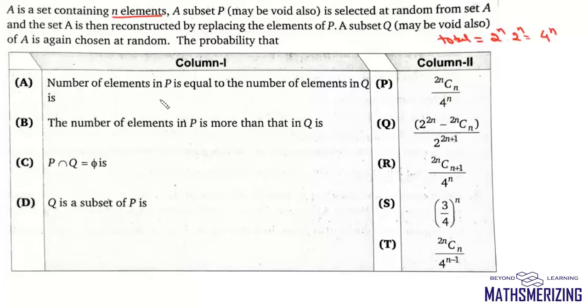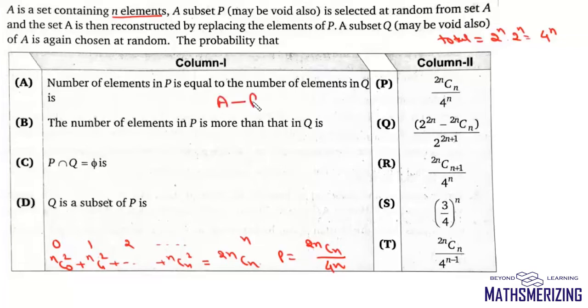Now this first case is number of elements in P is equal to number of elements in Q. Either both of them will have 0 elements or 1 element or 2 elements up to n elements. Now if they have both 0, then it will be nC0 square, both 1, nC1 square, up to nCn square, and from binomial we know that this is nothing but 2nCn. So this required probability will be 2nCn divided by 4 to the power n, which is option P. So this A matches with P.